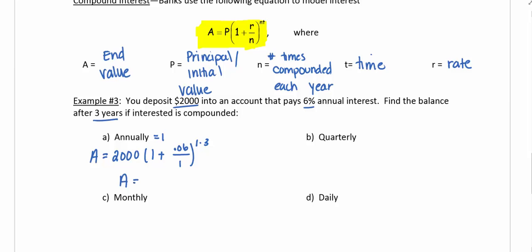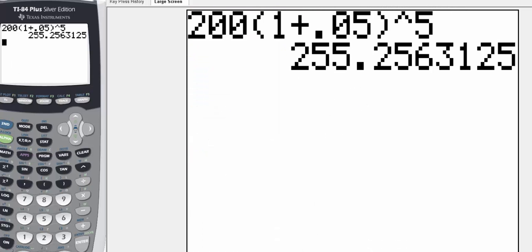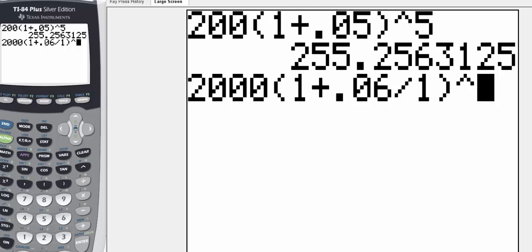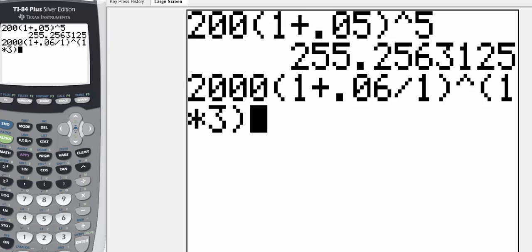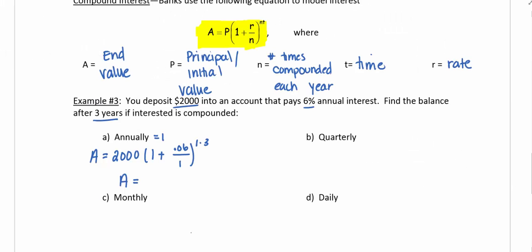So what you're going to do is you're going to type that in your calculator. So you got to quit, you're going to go 2,000, 1 plus 0.06 divided by 1, raised to the, make sure you use parentheses, especially if you have an older calculator, 1 times 3 power. Close your parentheses, you get $2,382.03.